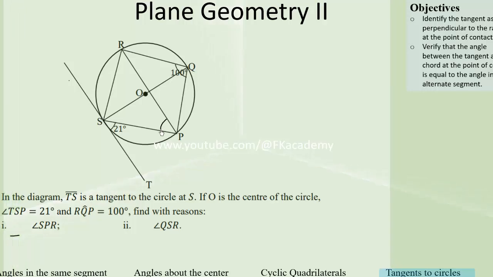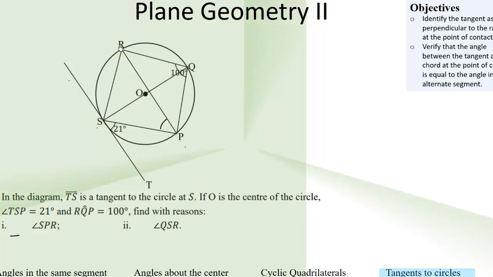Now that angle is found in triangle SPR. So we can use that triangle to find the value of angle SPR. Recall that SPQR is a cyclic quadrilateral. Therefore, the opposite angles should be equal to 180 degrees when we add them.